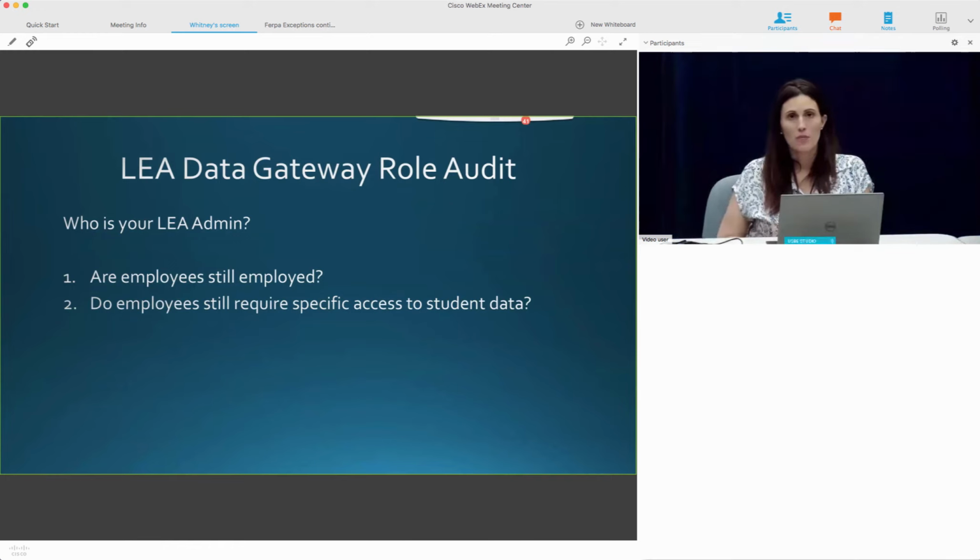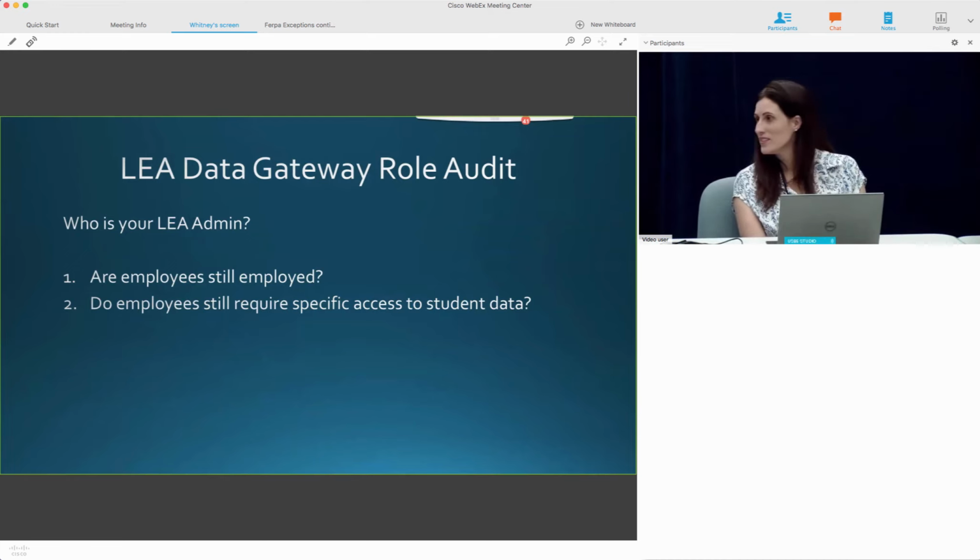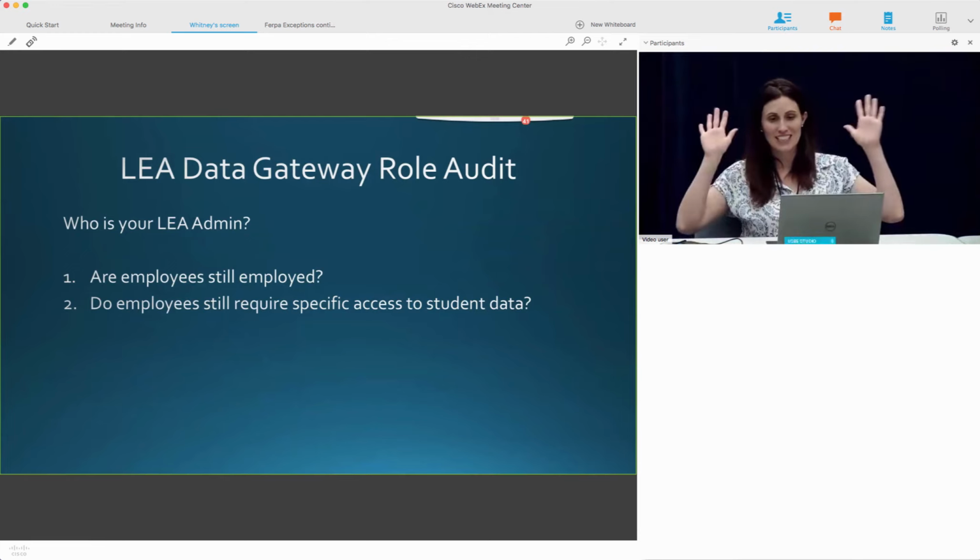We want to talk about the data gateway. Are all of you familiar with the data gateway? Can you send me some validation through the chat that you're familiar with the data gateway? Maybe you have a login. Maybe you're even the LEA admin. Are you guys out there? Yes. Susie, this is all for you. Oh, LEA admin. Okay. Yes. I knew you guys would know.